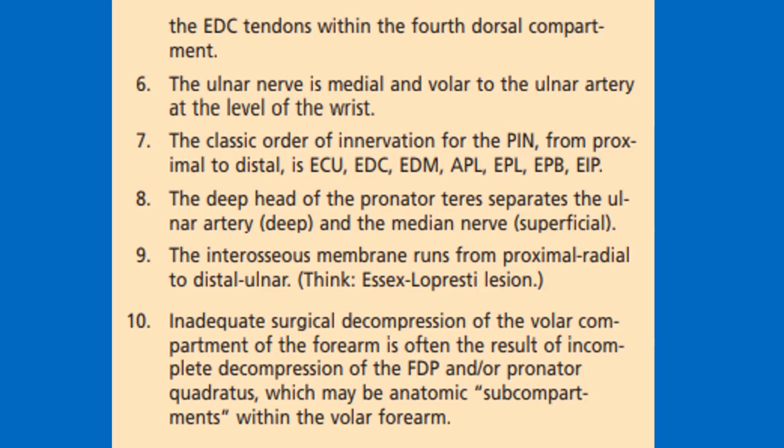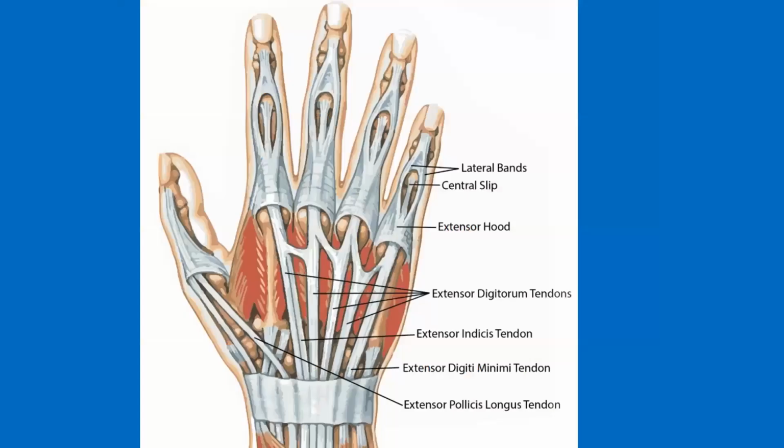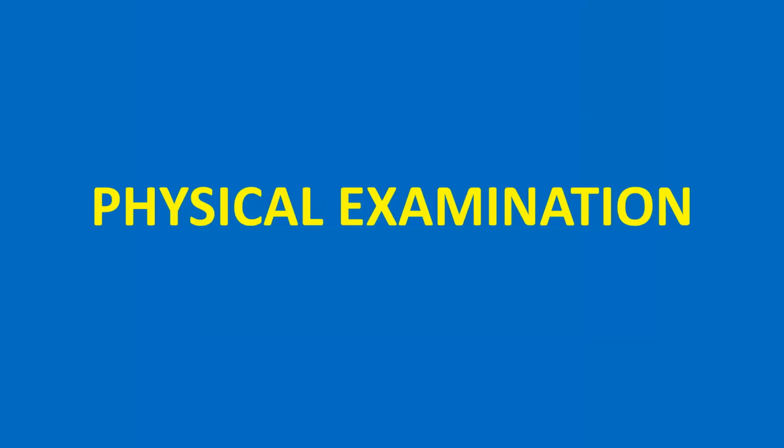Inadequate surgical decompression of the volar compartment of the forearm is often the result of incomplete decompression of the flexor digitorum profundus and pronator quadratus, which may be anatomic subcompartments within the volar forearm. So whenever we have an inadequate decompression, we should think that it could be at the level of the flexor digitorum profundus and or the pronator quadratus. Be careful. So this finishes our section on anatomy.